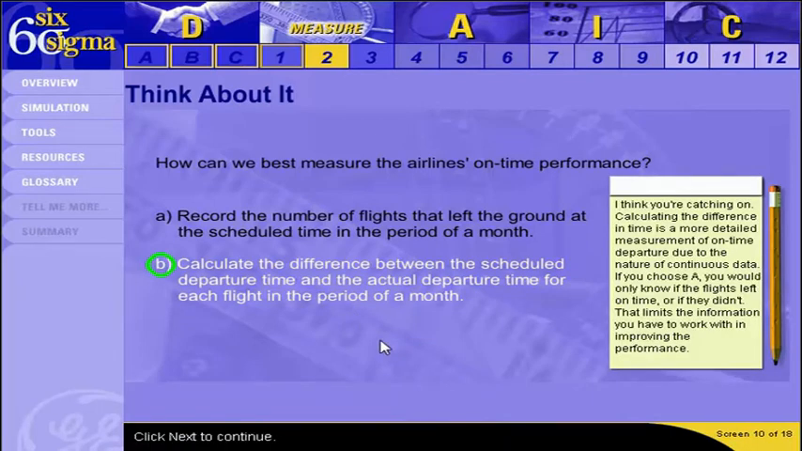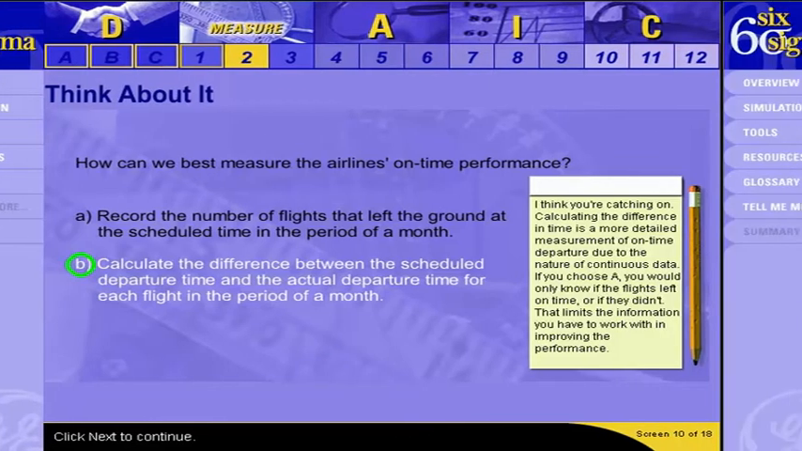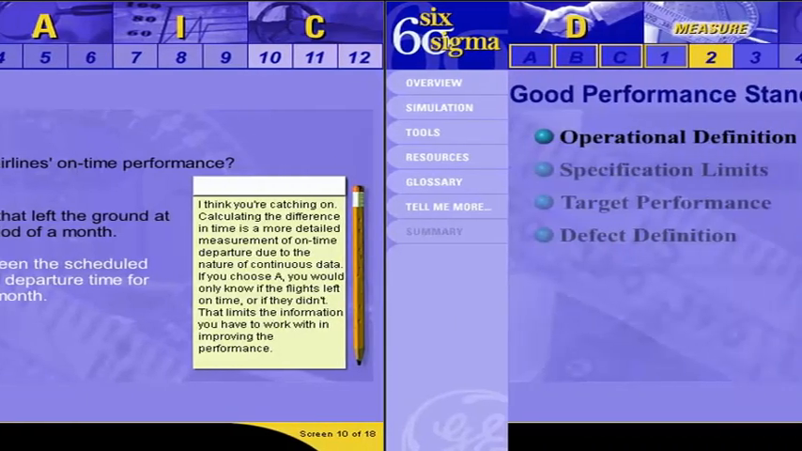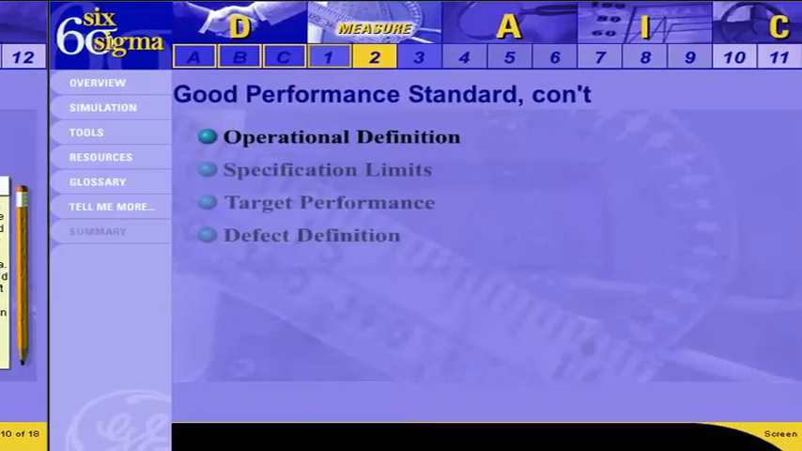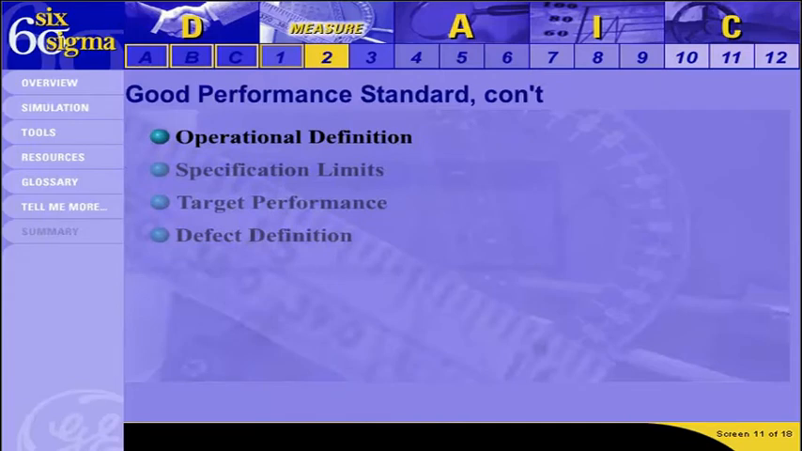I think you're catching on. Calculating the difference in time is a more detailed measurement of on-time departure data due to the nature of continuous data. If you choose A, an example of discrete data, you would only know if the flights left on time or if they didn't. That limits the information you have to work with in improving the performance. You'll learn more about how this data will help you when you get to the analyze phase. Answers the questions, what is it and how do I measure it?